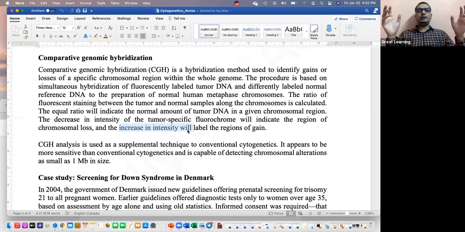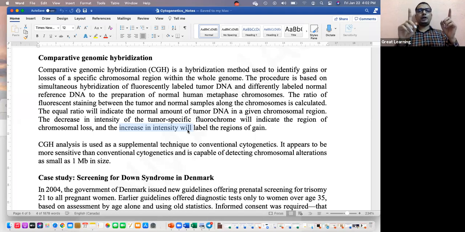Here it is done in competition with each other. That is why you have to take the ratios. So you mix the normal DNA and the abnormal DNA, or DNA from the cancer patient in this case, add probes that specifically bind, and calculate the ratio. A higher ratio for the abnormal one, as we discussed here, indicates the duplication event, and a lower ratio for the abnormal indicates the gene loss or genetic deletion.